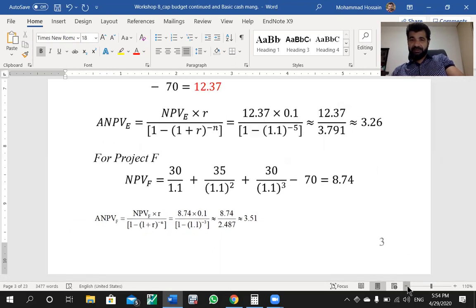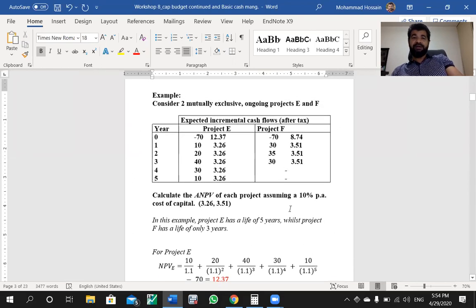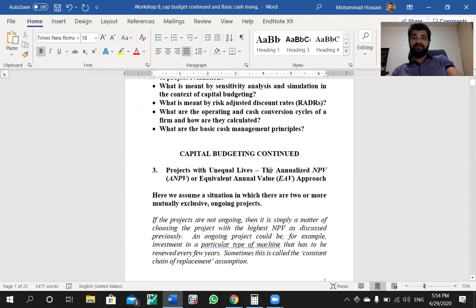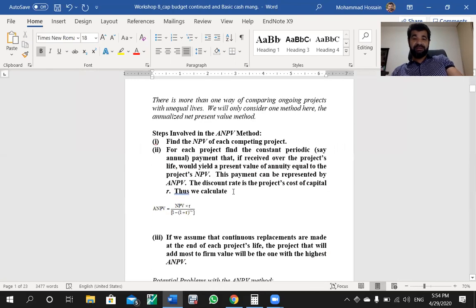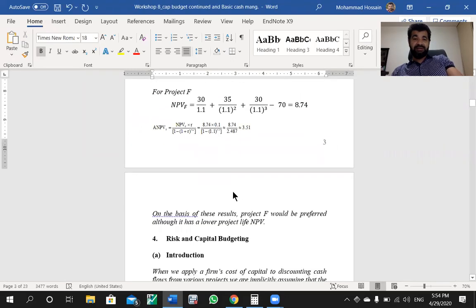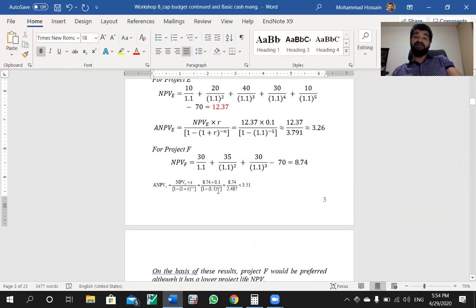Let's go back. All right. So now you can ask the question here. The question is, what is annualized net present value? Did they give any definition? Actually, no, they did not. Anyway, you can say that the annualized net present value is your annuity value of the net present value for how long? For the life of the project. If the project is 5 years, 5 years; 3 years, 3 years.